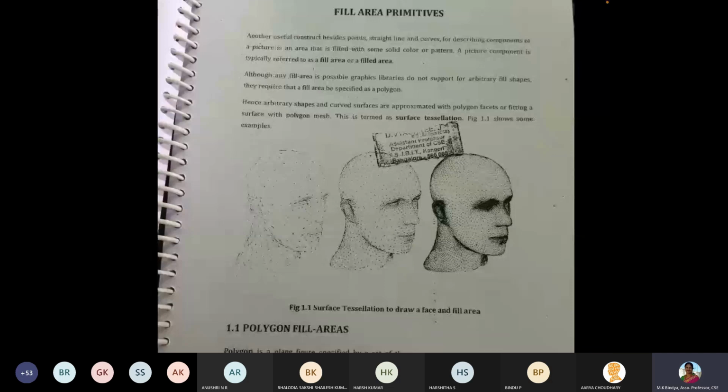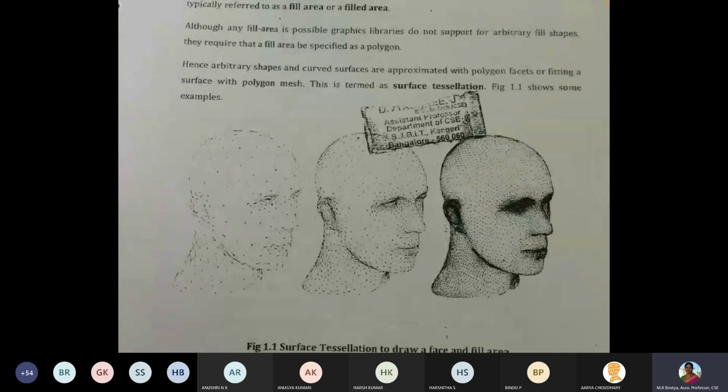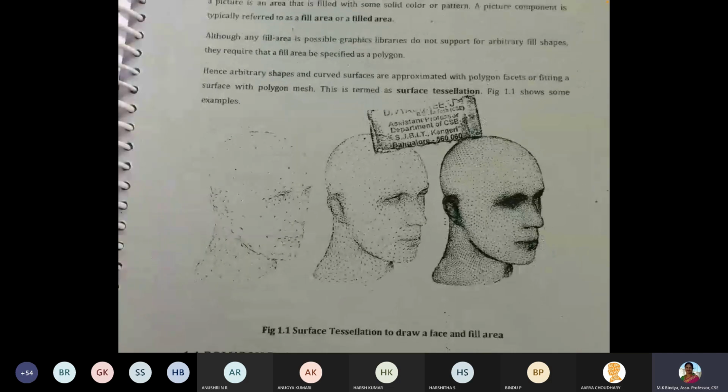That area which is going to be filled with a color or pattern is what we usually call the filled area, or fill area. So in this case, you can see the human face. After drawing the human face, inside that face, you can see that some areas have been filled.